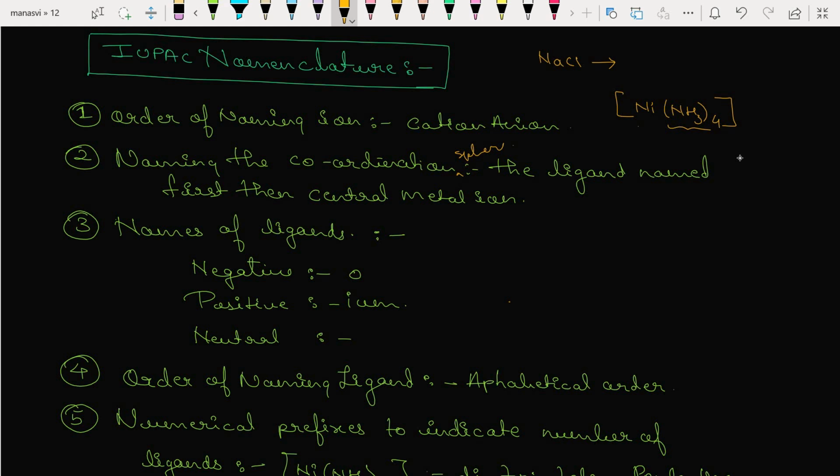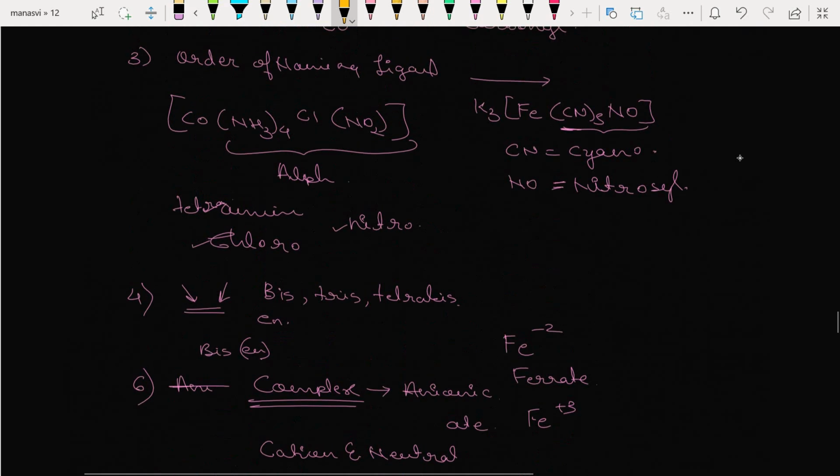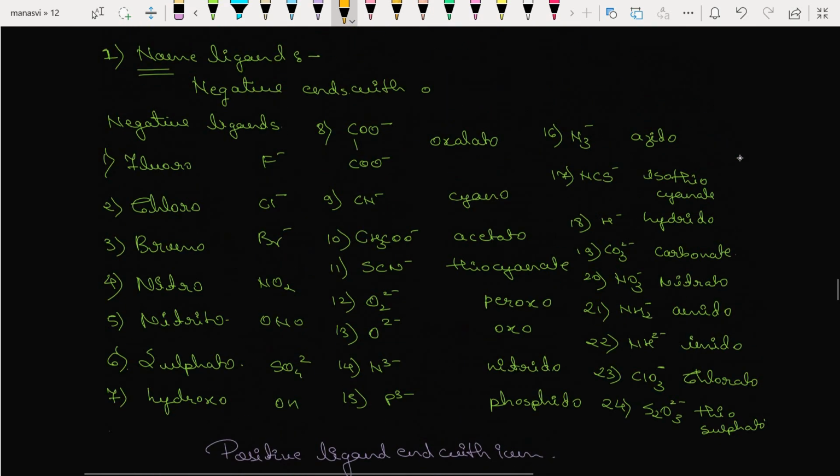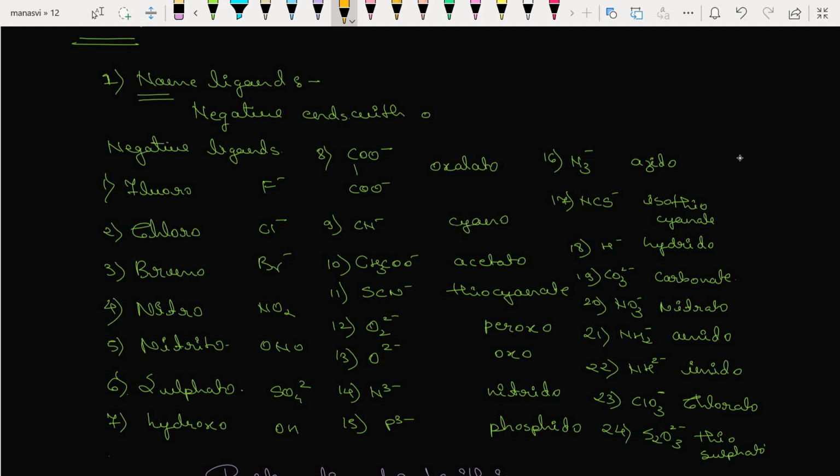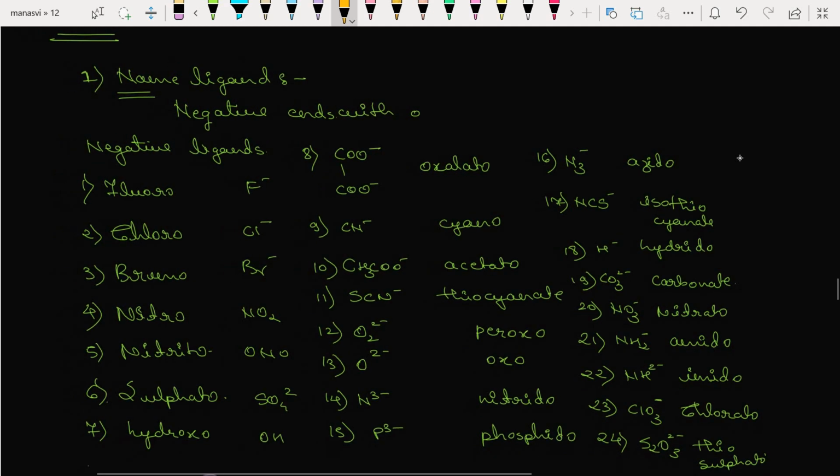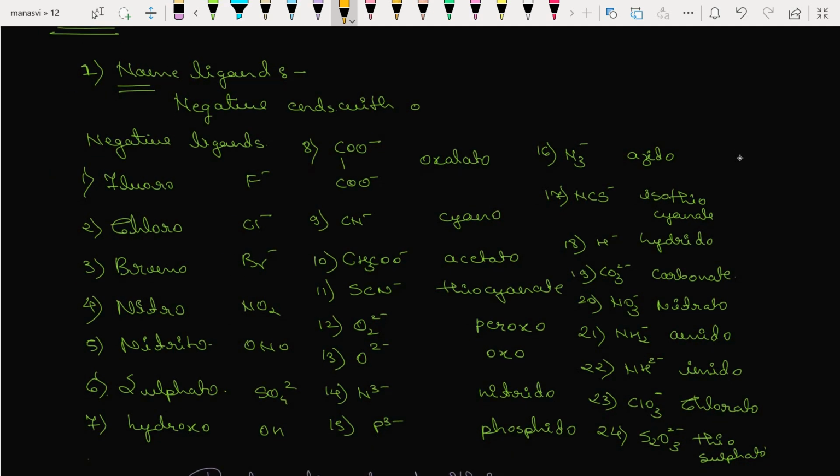Third, name of the ligand. There are different types of ligand that can be attached to the central metal ion. They can be anionic, that is negative, positive, or neutral ligands. If the ligand is negative, the name should end with o. The negative ligand should end in o. These are some examples of negative ligands. If you want to write it down or take a screenshot, here you can see each name is ending with o.